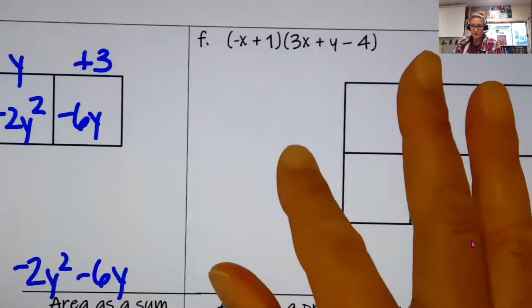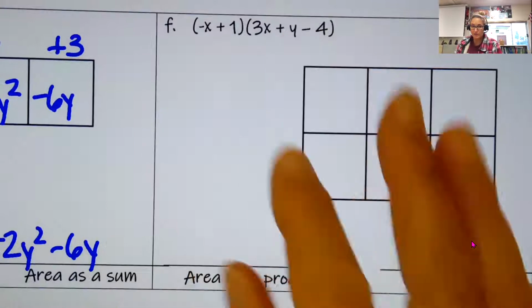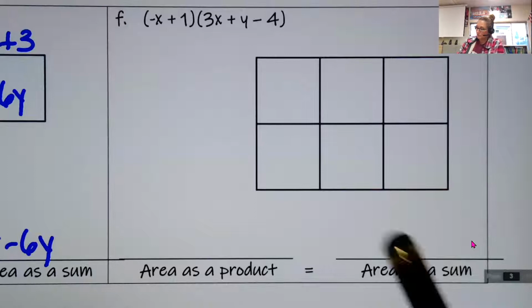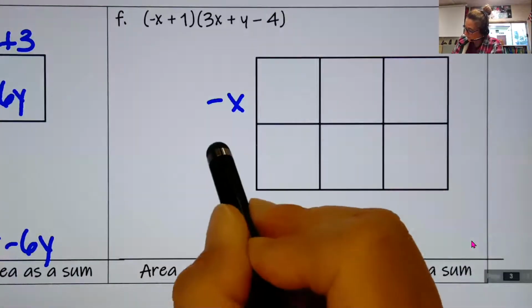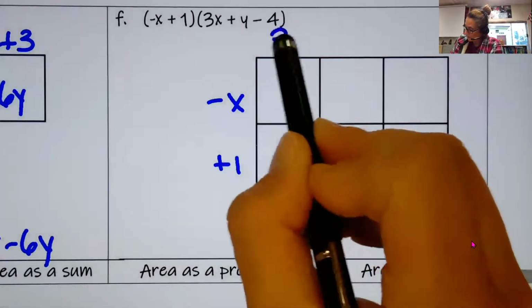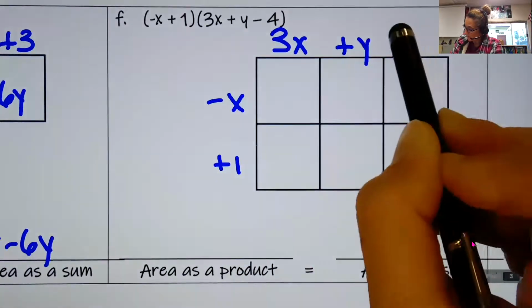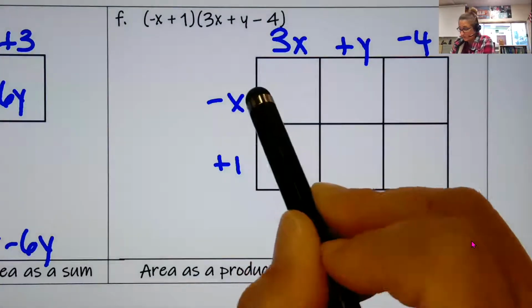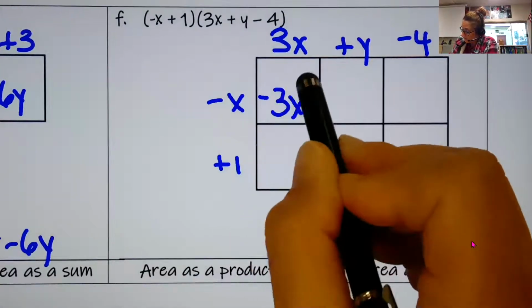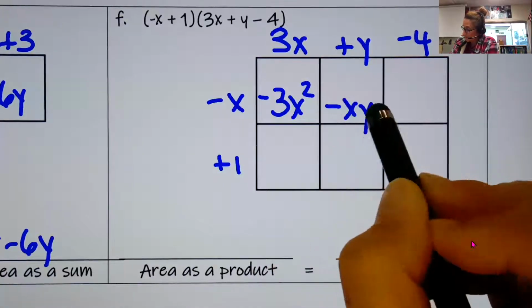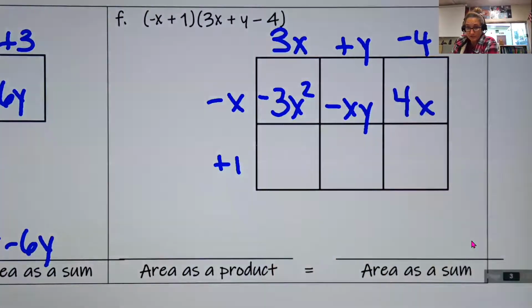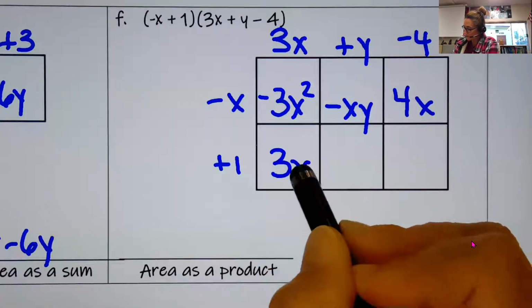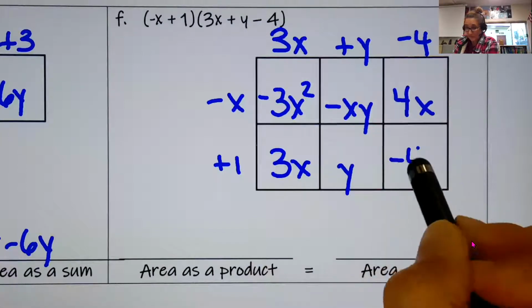Now on this one, we have 2 by 3. So we have 2 terms and we have 3 terms, okay? So I'm going to have my negative x and my plus 1. I have a 3x, a plus y, and a minus 4. And now the top, everything here is going to be multiplied by negative x to start with. So I'm going to have a negative 3x squared, a negative xy, and a positive 4x. 1 is going to multiply with each of these. So I'm going to have a 3x, a y, and a negative 4.